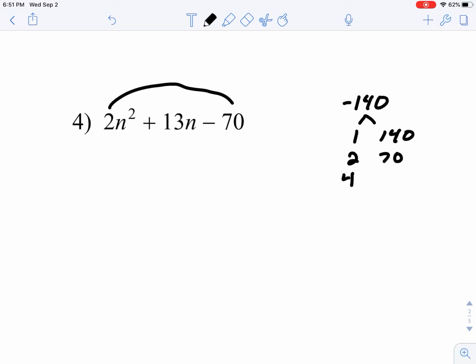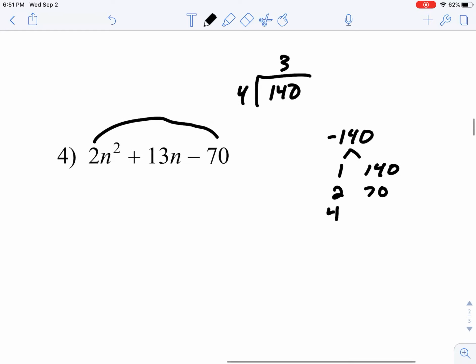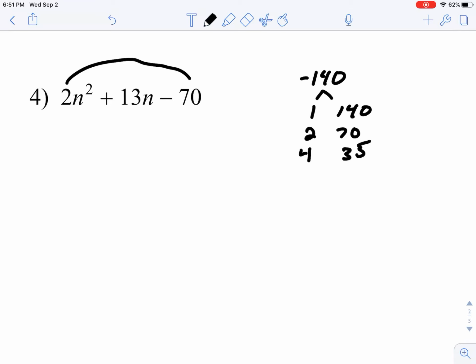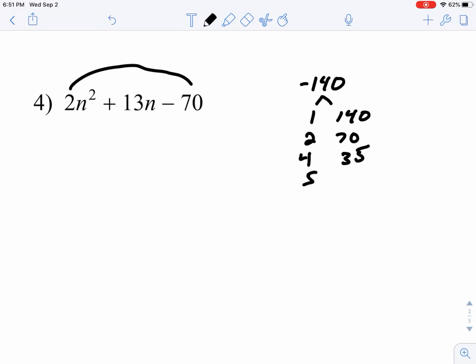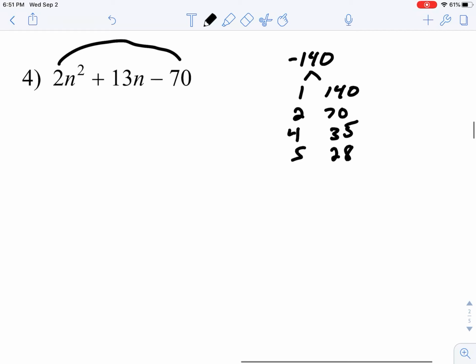Wait, that can't be right. Okay, I'm having a brain attack. Sorry. 3, 12, 20. Yeah, 35. 4 times 35. Oh, I should have known that. Duh, that was simple. It ends in 0, so I know that 5 goes in. That's going to be 28. I don't think 6... No, 6 definitely won't go. 7, no. No, 7 will go. 7 times 20. Stupid. Okay, I'm stupid.